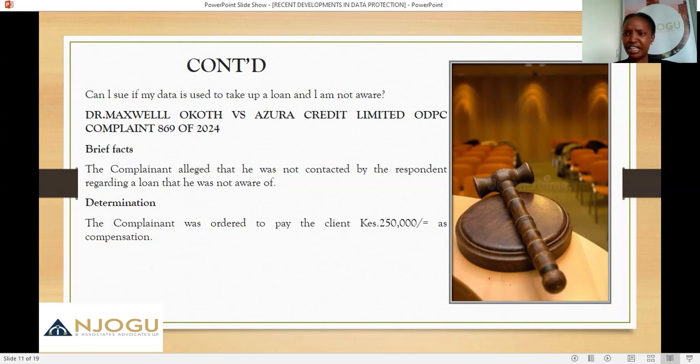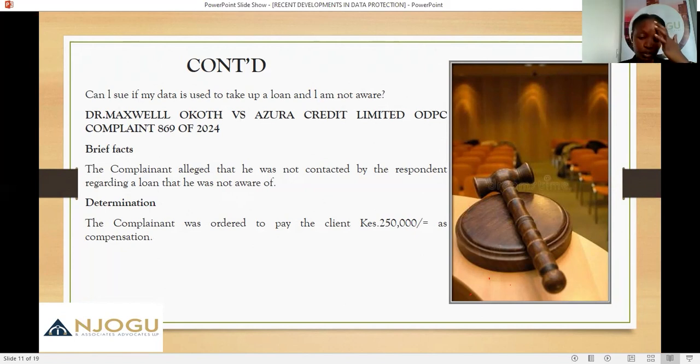There's a point of signing, there's so much that goes on before I take a loan. So they were not giving him time to speak, they were not hearing him out. They threatened him and said they were going to take him to the credit reference bureau so that he could be blacklisted. So the complainant went to the ODPC and said, I was not aware of all these things happening to me. I was not aware of this loan, or of the service provider, or that my details were taken by a particular person.